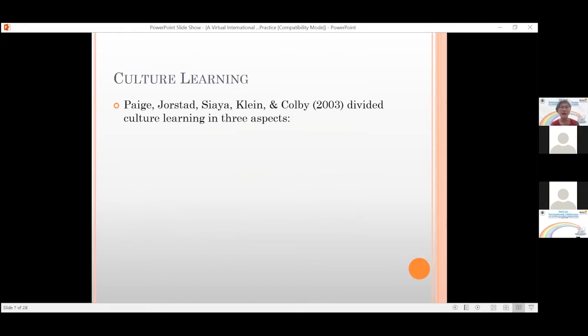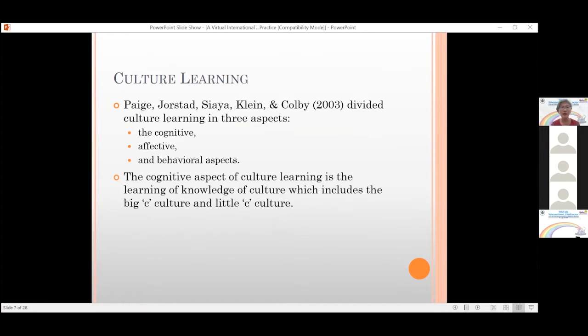Now, how about cultural learning? Cultural learning is divided into 3 aspects, like Page et al., 2003. The first is cognitive, and then affective, and then behavioral aspects. The cognitive aspect of cultural learning is the learning of knowledge of culture, which includes the big C culture and little c culture. The big C culture are those that are visible, like the artifacts, all the cultural products. And the little c culture is something that is less visible, such as belief, values.